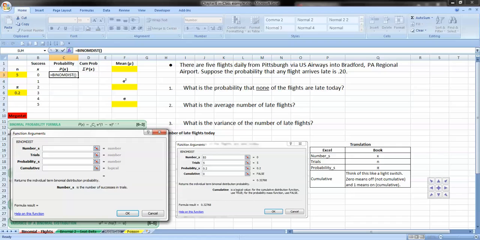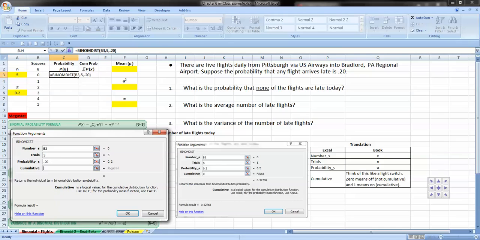We'll see that number underscore s is actually our x value, which is our number of successes, and for the first one we want 0. But we're going to reference it to this cell so that when we copy the formula, it'll work for the subsequent x values. The number of trials equates to our n. Our n is 5 flights, and the probability underscore s in Excel means pi for us, and that's given as this 0.20.